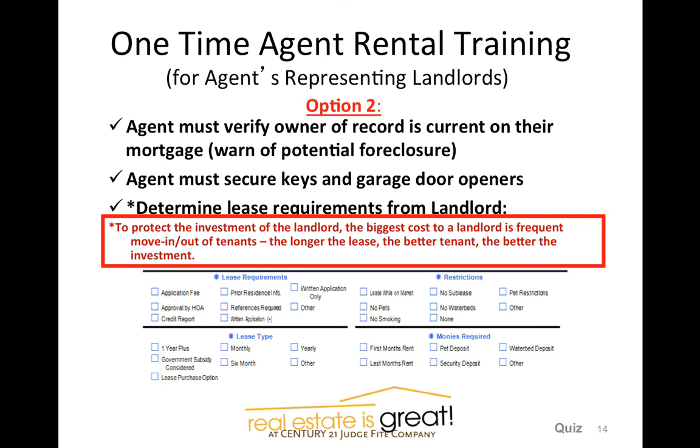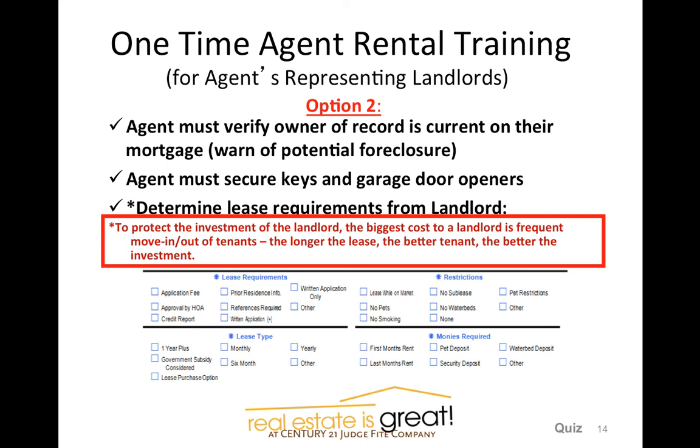Money's required. First month's rent, last month's rent, pet deposit, security deposit, waterbed deposit, other. How many of you ever thought of a waterbed deposit? Well, guess what? Property managers, this is a way of life for them. You need to be aware of these restrictions.